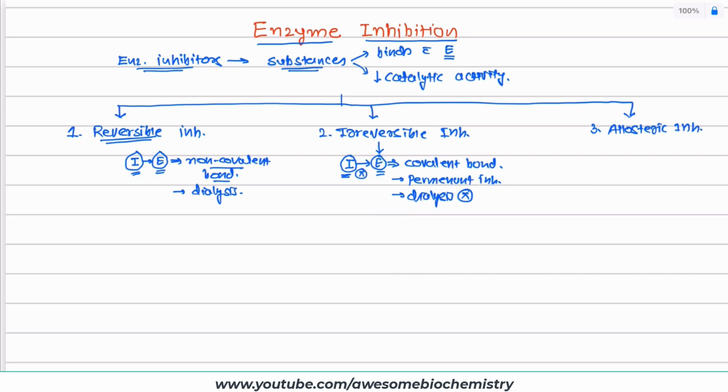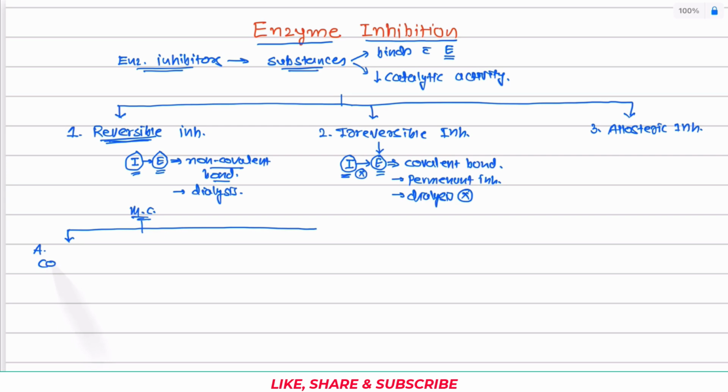Now let us talk about the subtypes of these 3 major types of inhibition. In case of reversible inhibition, there are many different types, but most commonly in a biological system, we observe 3 different types of reversible inhibition. The first one is A, competitive inhibition. The second one, B, is non-competitive inhibition. And the third one is C, uncompetitive inhibition.